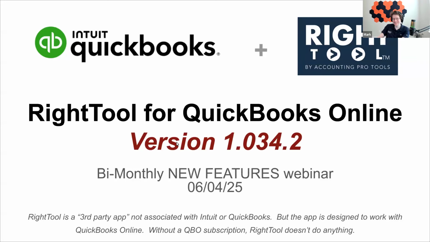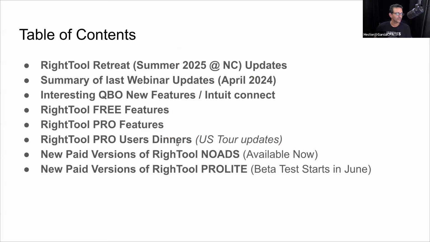Okay, so table of contents. We're going to do a quick update on the RightTool retreat that's happening this summer. We'll do a quick summary of the last webinar. A lot of people missed it because it was so close to tax season, so I want to catch you up really quick. Then I want to talk about some interesting features I've been seeing in a couple of my files. You might not see them in other files because they're doing a lot of beta testing.